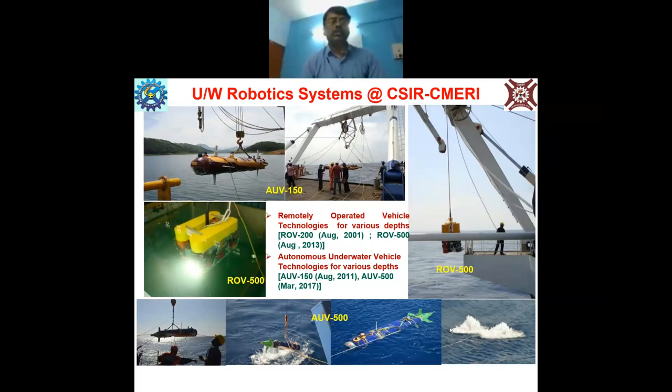CMERI has developed an AEV which can travel up to a depth of 150 meter at sea. This picture shows the AEV lake trial and sea trial. CMERI also has the capability to develop a remotely operated vehicle which can operate up to a depth of 500 meter. In the recent past, CMERI has also developed an autonomous underwater vehicle which can work at a depth of 500 meter. These are different pictures of the sea trial that was conducted during March 2017.